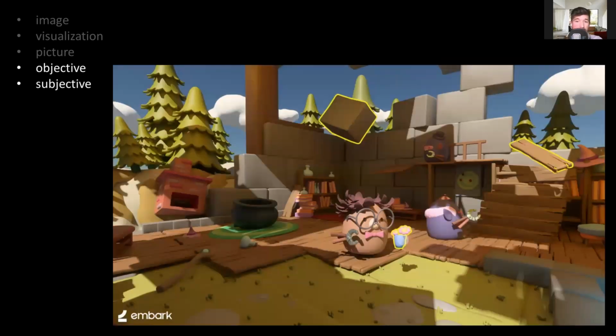If we take a look at interactive visualization examples or examples from games, we can observe that we have a yellow glow or highlight around certain objects, which gives us a clue that we can interact with them. So that is the part of not only what I see, but also what I know. So what I can do with these objects.